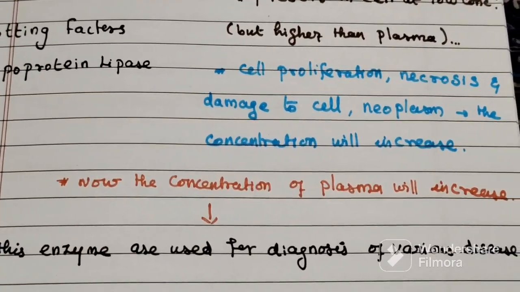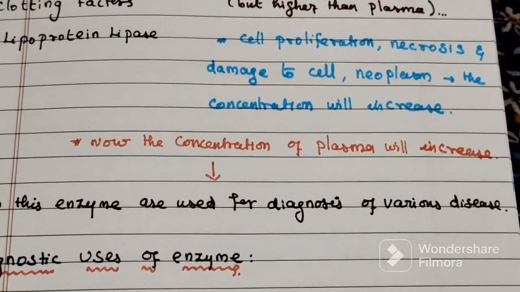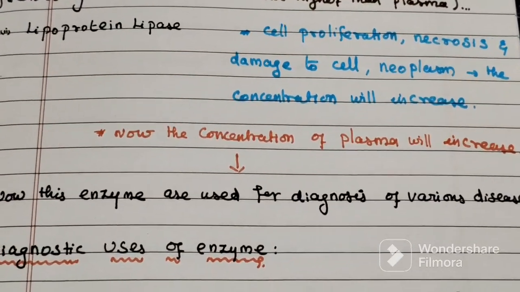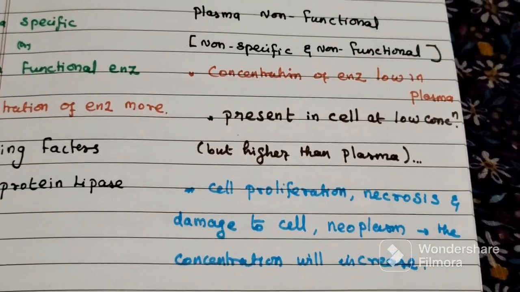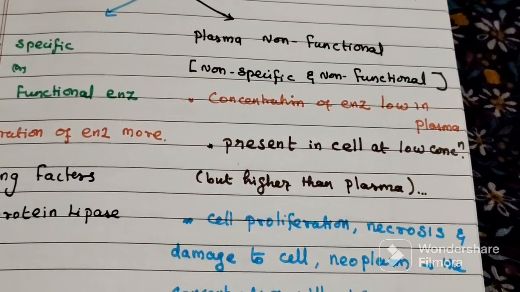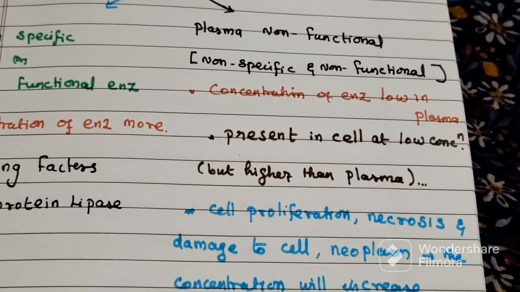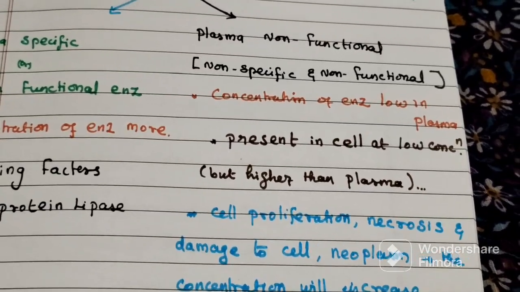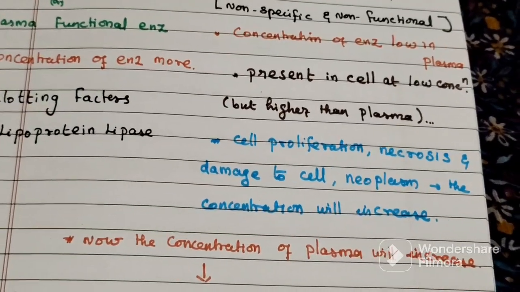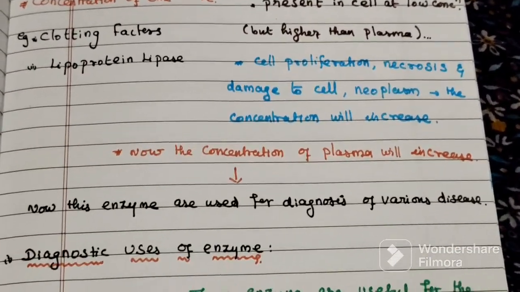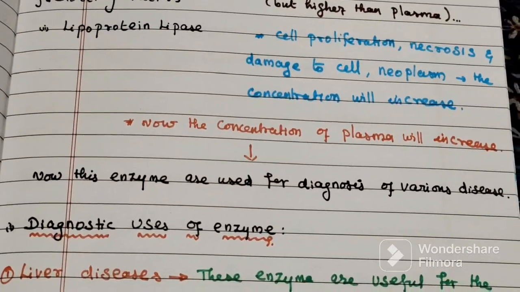Now, these enzymes are useful for diagnosis of various diseases, which is called the diagnostic use of enzymes. So whenever there is cell proliferation, cell damage or neoplasm, that time the concentration will increase. Now that enzyme is useful for diagnosis of various diseases. So now we will discuss the diagnostic use of enzymes.